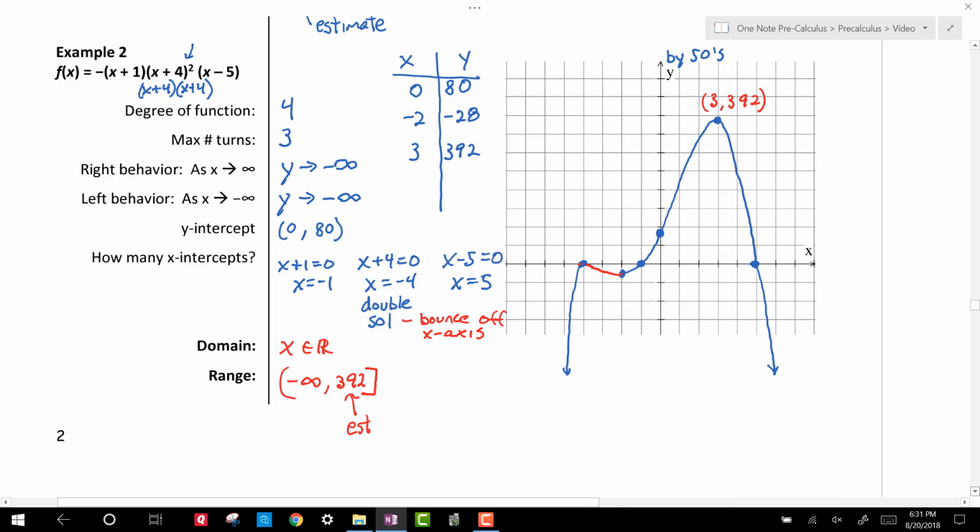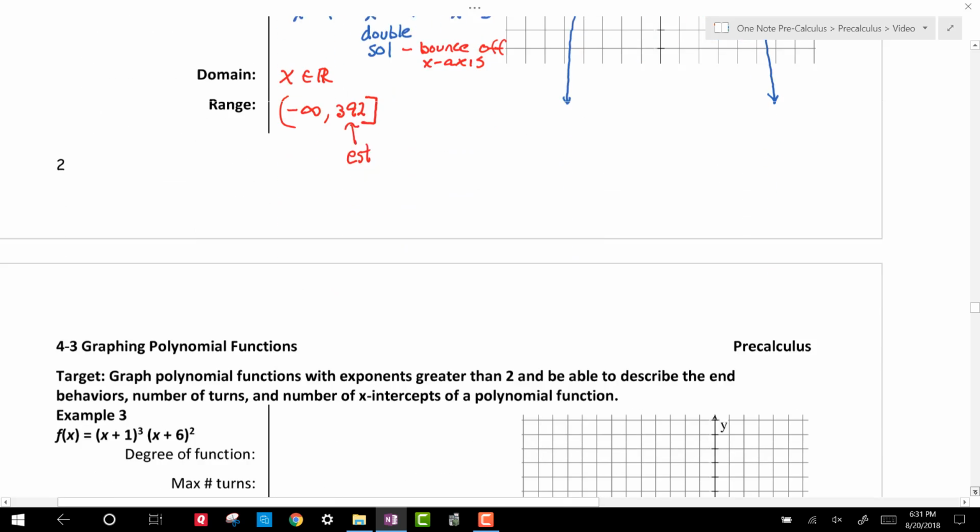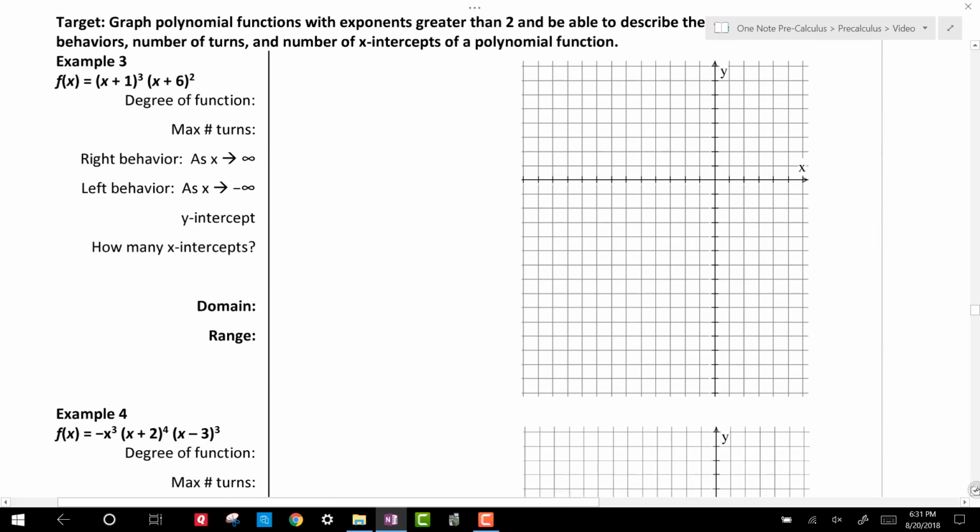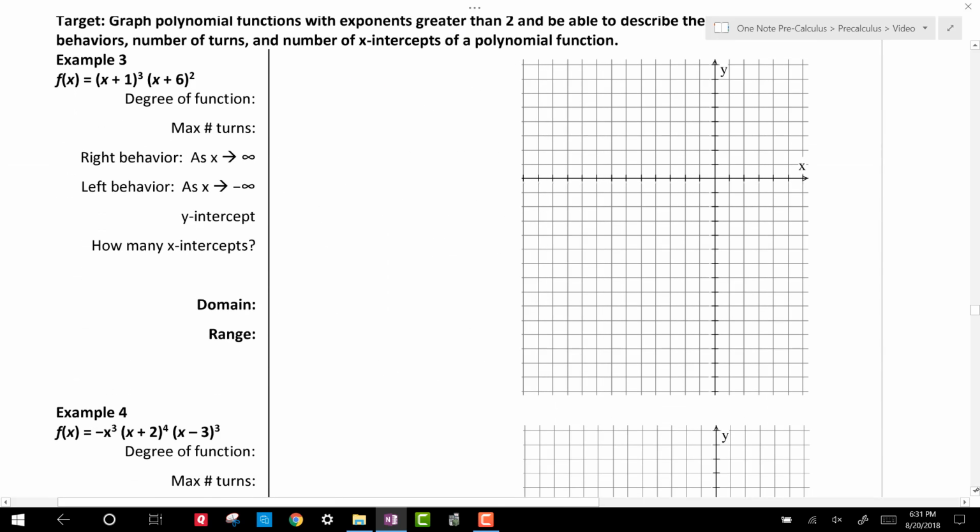Okay, so let's go down to the next one here. Let's see what we can do with this one. We have two factors on this one, but each factor has a different exponent on it. So this x plus 1 to the third power really means 3 factors of x plus 1. And the x plus 6 is a degree 2, so that's 2 factors of x plus 6 for a total of 5 factors, or a degree of 5.